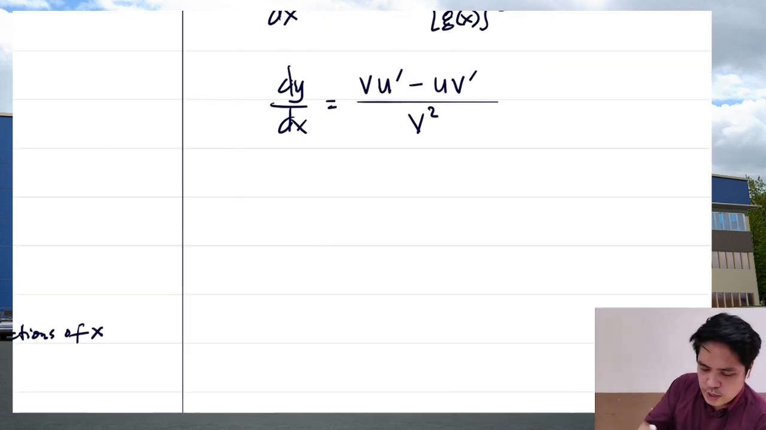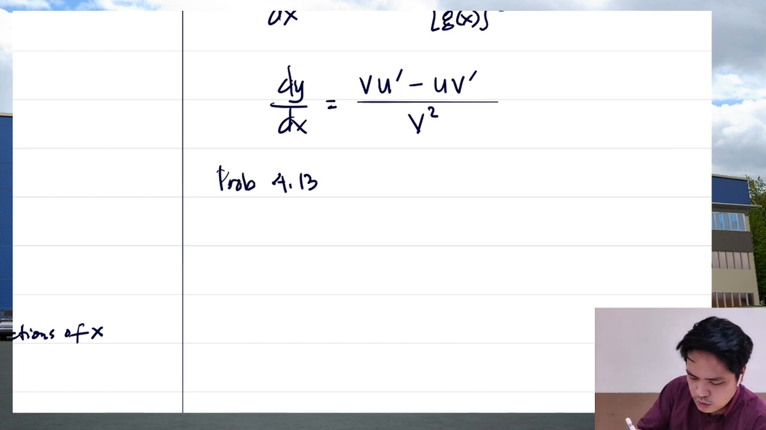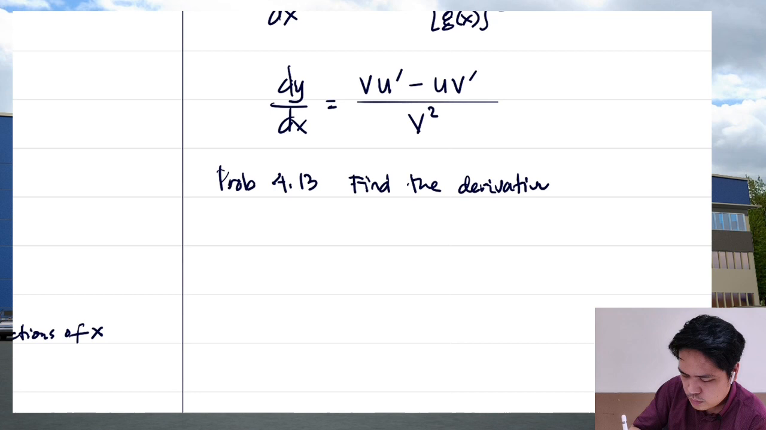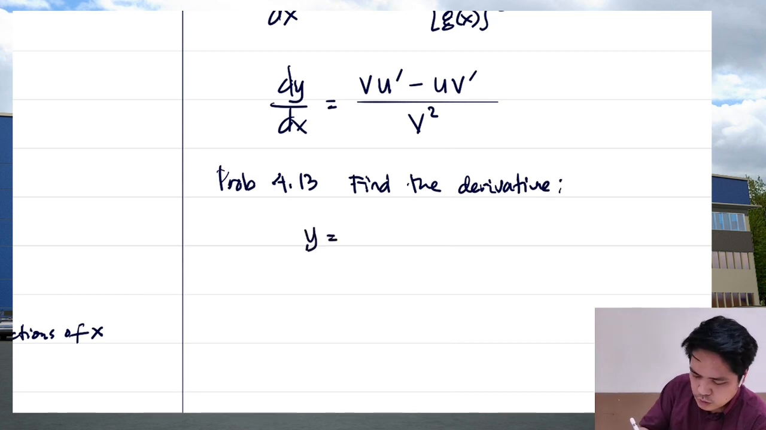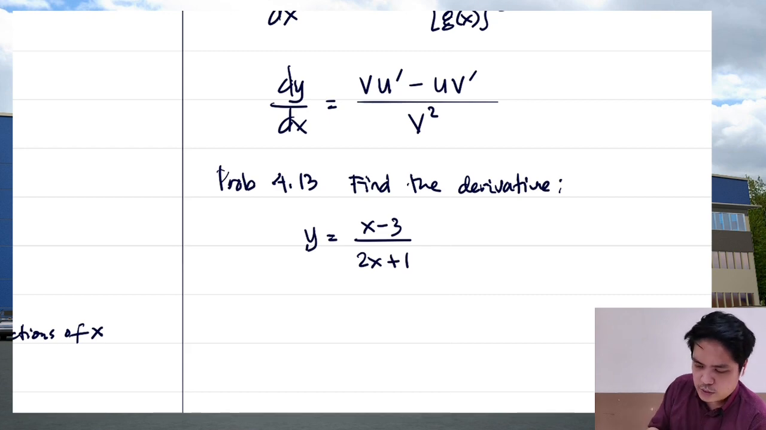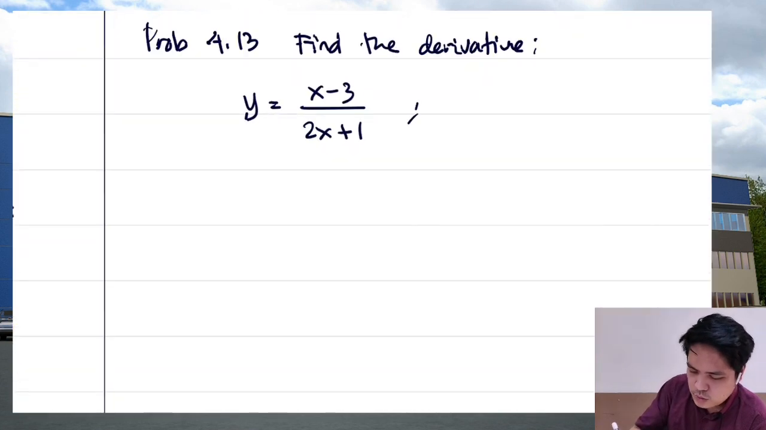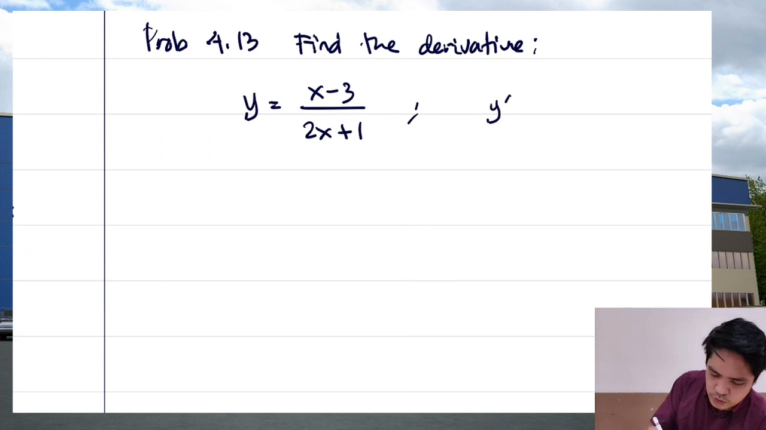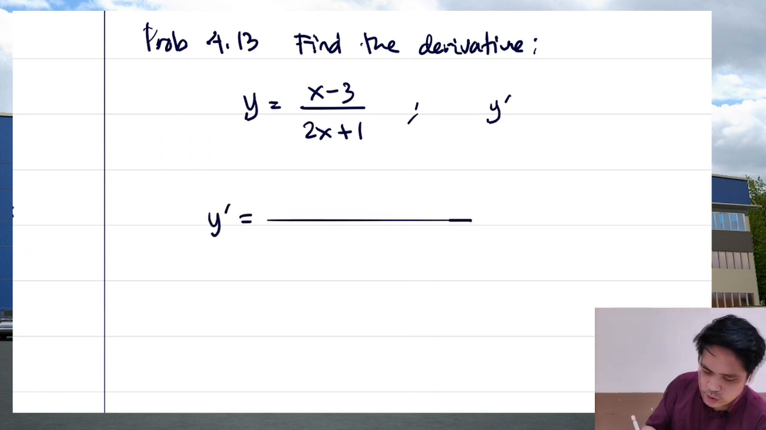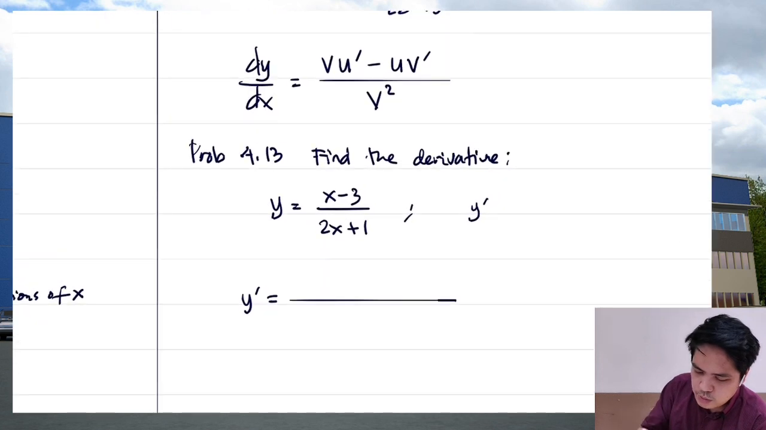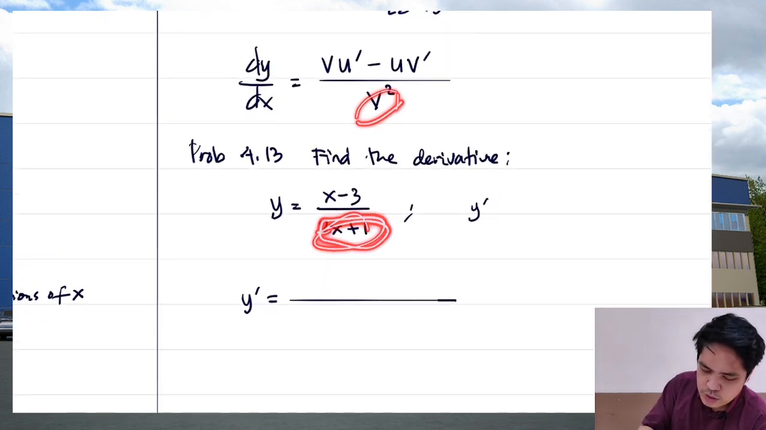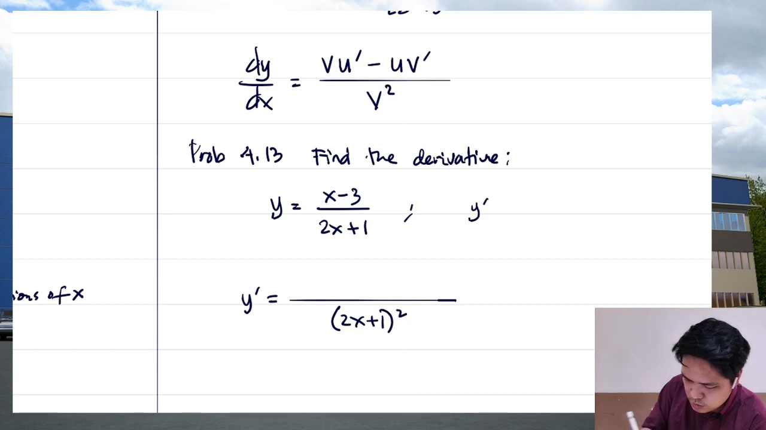So suppose we have problem 4.13, we need to get the derivative of this. Suppose you have y equal to x minus 3 over 2x plus 1. Okay, so we need to get y prime. So following the quotient rule, we can just do it like this. The denominator is squared, so let's just square this. That would be 2x plus 1 squared.